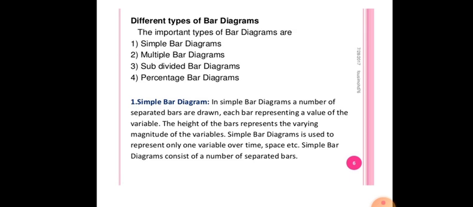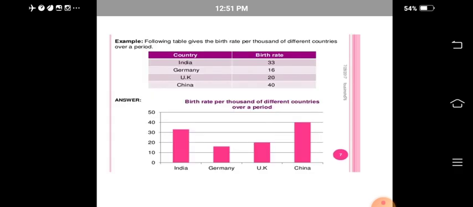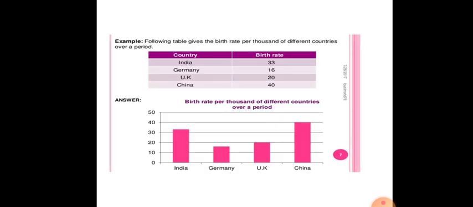So it covers first the simple bar diagram. The simple bar diagram involves only one character, one variable, or one factor. It's showing only one factor. So this is nothing but the simple bar diagram, as you know from this diagram.